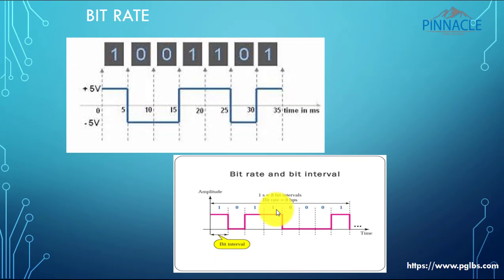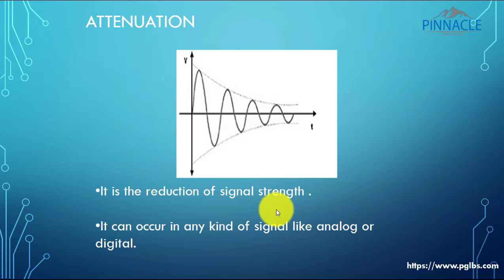So now that you have understood what is a frequency and what is a bit rate, the bit rate is predominantly used in digital transmission, and frequency is actually used in analog transmission of data. Now both these kinds of transmission will have a factor called attenuation. Attenuation is very common both in analog and digital transmission. So what is attenuation? Putting it straight, it is the reduction of the signal strength.